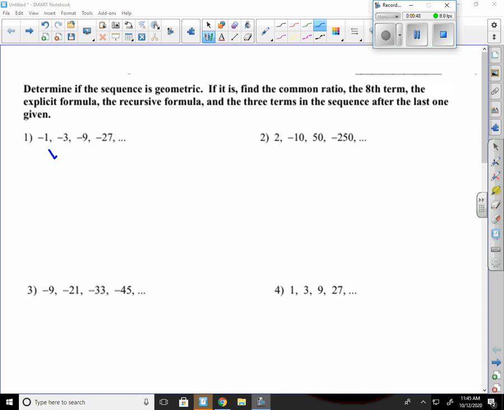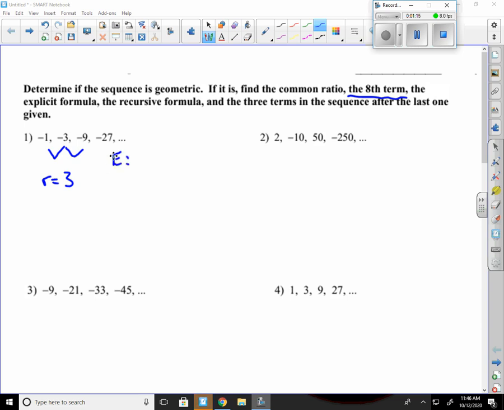All right, we had to determine if the sequence was geometric. If I look at this, I'm multiplying by 3 each time. Since I multiply by 3 each time, yes, this is geometric. What's our common ratio? Our common ratio would be 3. Those are all negative, so it's just 3. Now it says find the eighth term. Before I do that, I'm going to find my explicit formula and recursive formula.